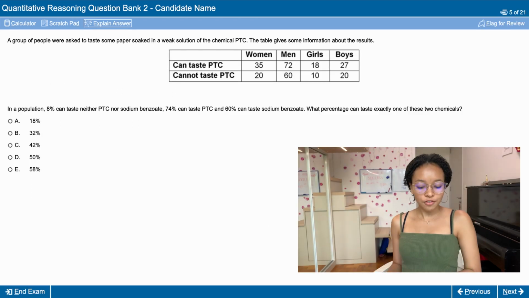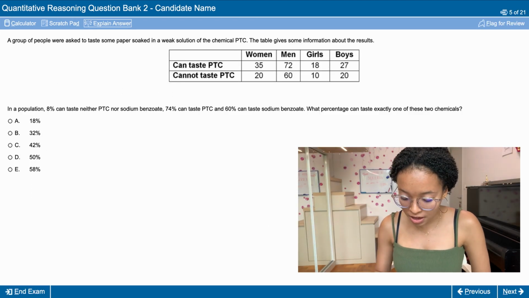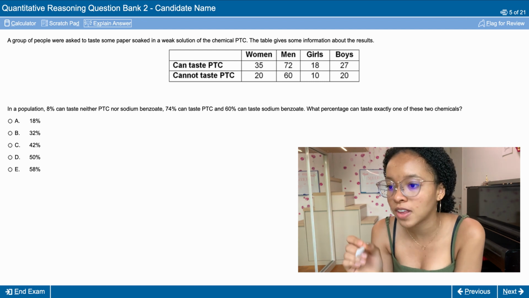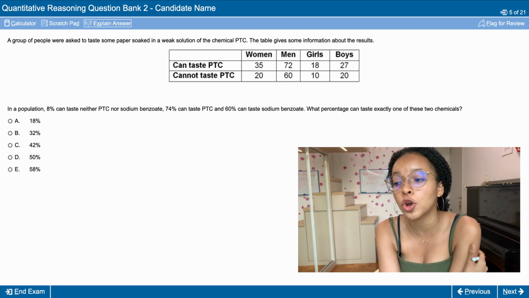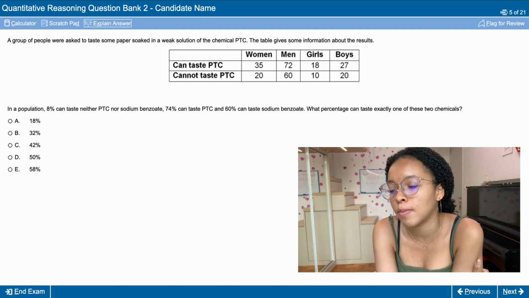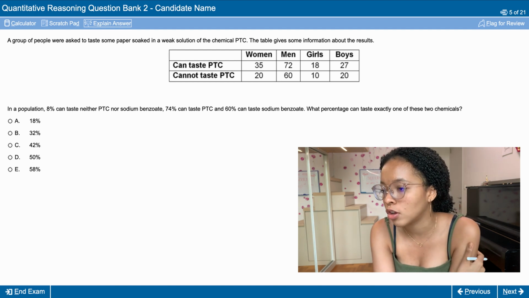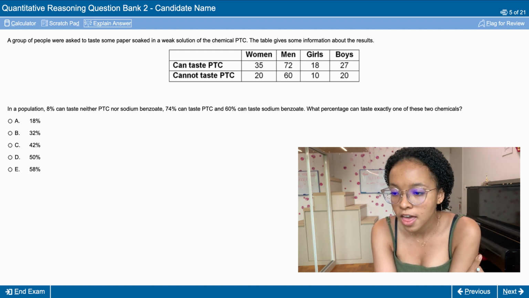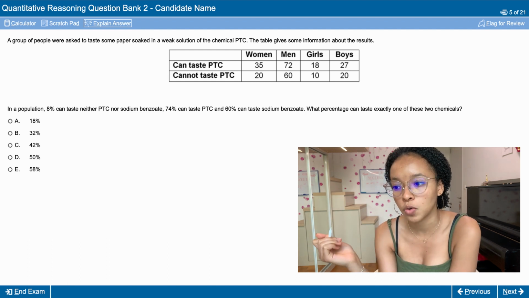The next question that I have for you guys is the following. You have a table which says a group of people were asked to taste some paper soaked in a weak solution of the chemical PTC. The table gives you some information about the results. So you have the number of women that can and cannot taste, men, girls, and boys, etc. Now they tell you in a population, 8% can taste neither PTC nor sodium benzoate.